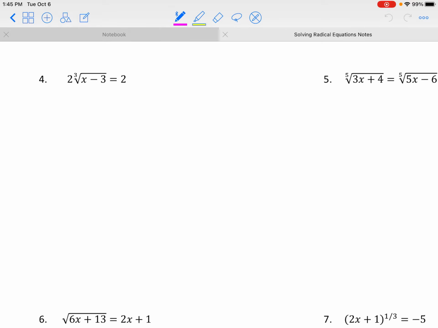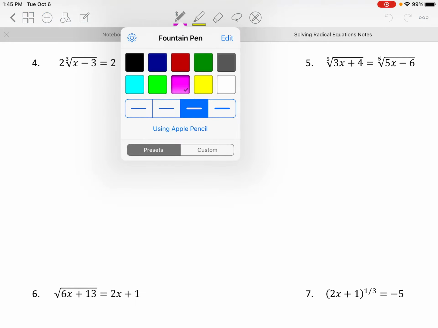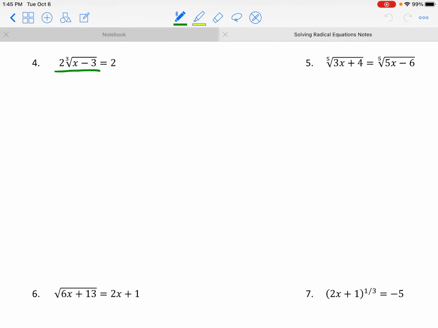Alright, so let's look at this one. We're finally introducing some other indices here. So we've got a cube root, but it works the same way. We're going to get that cube root by itself by dividing both sides by 2.